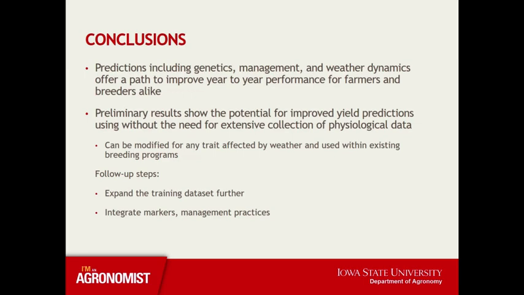As follow-up steps, we're looking to expand the training data set further. The period 2003 to 2015 that we used has a considerable portion with low climatic variability up until 2012. So we want to expand it both further ahead and further back so that we can get into periods with increased climatic variability and hopefully do better on predicting the extremes. We also want to integrate the markers that are soon going to become available, as well as any management practices that we have data for.